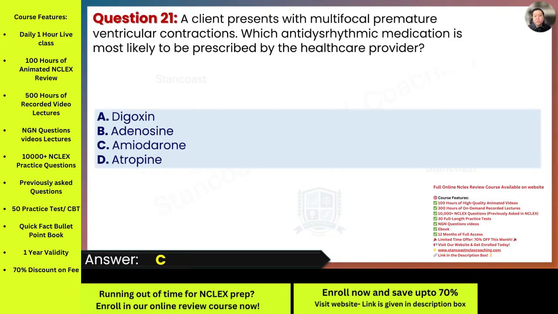And I want you to quickly eliminate those wrong options. Think about what the drugs are primarily used for. Digoxin is used for atrial issues or CHF. Adenosine is used for supraventricular issues, and atropine is used for bradycardia and AV block. So this will hopefully guide you toward the correct answer.